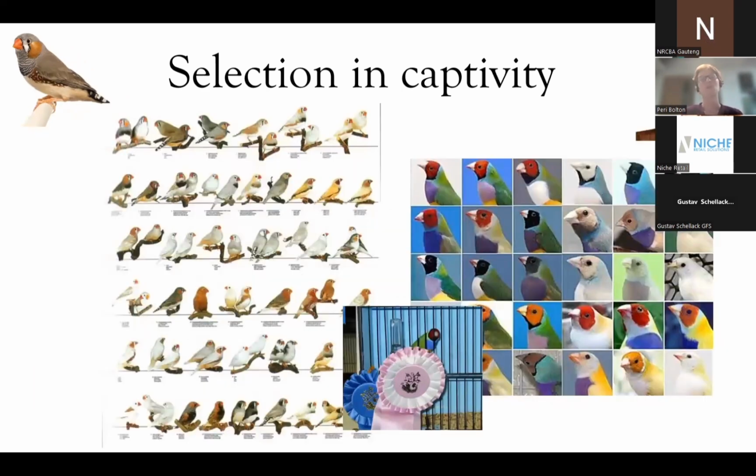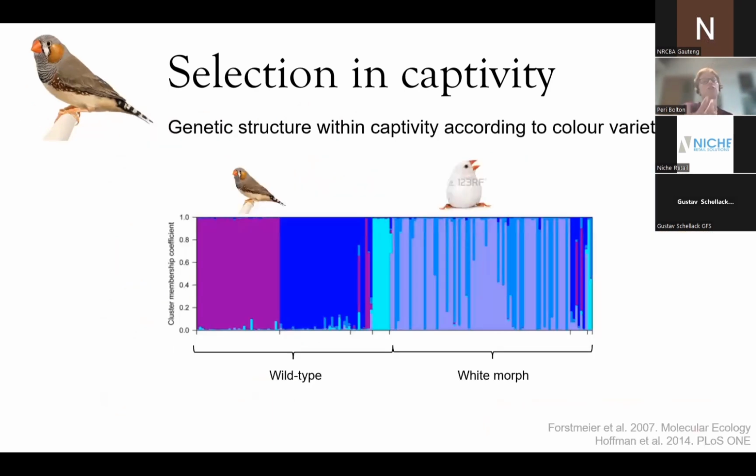And indeed, we also know about the very deliberate types of selection that go on in captivity. I'm sure that's why you're all here, because many of you are breeding these birds for show purposes. This is a form of artificial selection, and this line breeding can lead to genetic structure within the captive populations. So in the zebra finch, we find that these white morphs are genetically distinct from the wild type morphs.